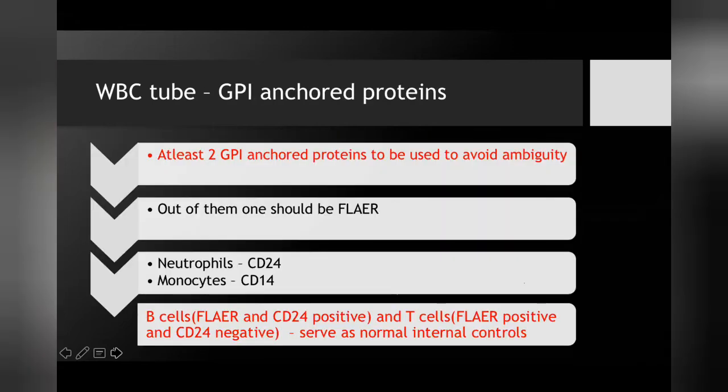So as I told you, you have to use at least 2 GPI anchor proteins for your population of interest. One of them is FLAER. FLAER is fluorescent aerolysin. The other one for neutrophils is CD24 and for monocytes is CD14. Now we know that we are not going to analyze our lymphocytes, but we are not going to exclude them from our gates. The reason is that lymphocytes serve as normal internal controls.